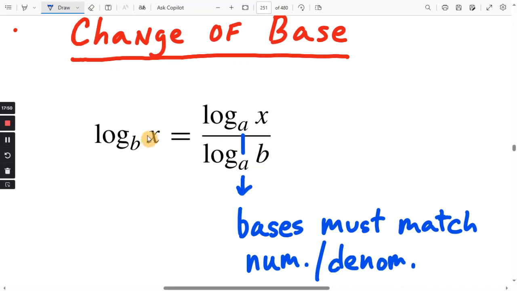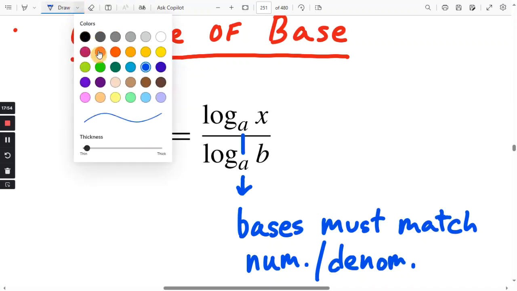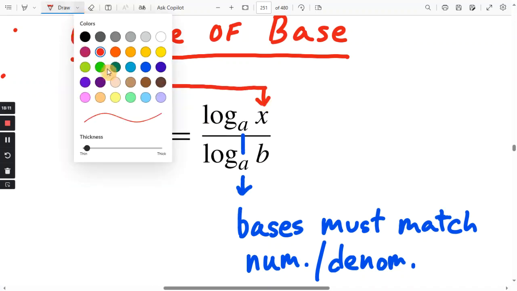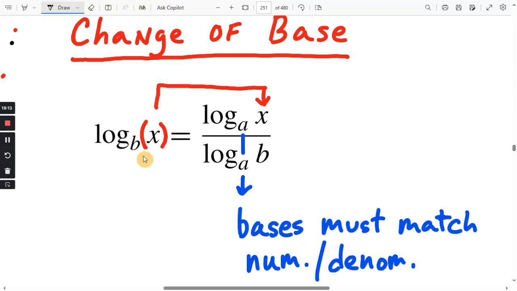When you rewrite it, it can be anything, but the bases must match. And basically, this argument here, which is x, I'll do this part in a different color. That is going to be the argument of the log in the numerator. And the base b of the original is going to be the argument in the denominator.